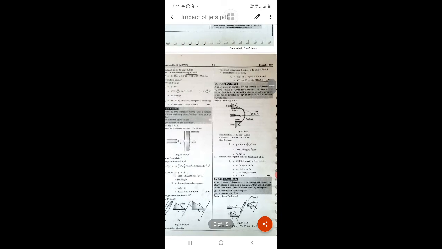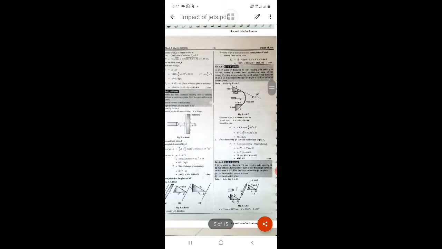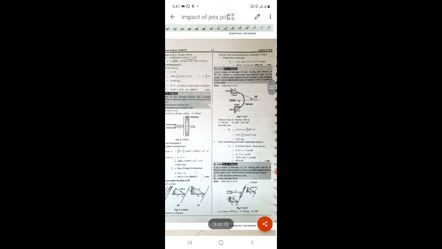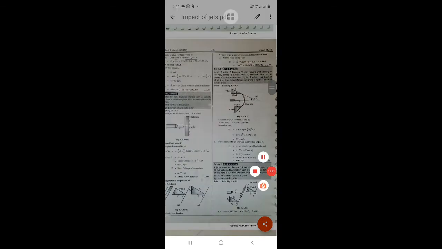So the force exerted by the jet is F equal to m dot times initial velocity minus final velocity. So m dot into v minus minus v cos theta, that is v times 1 plus cos theta. And the force is 4712.4 N. So write down this problem.